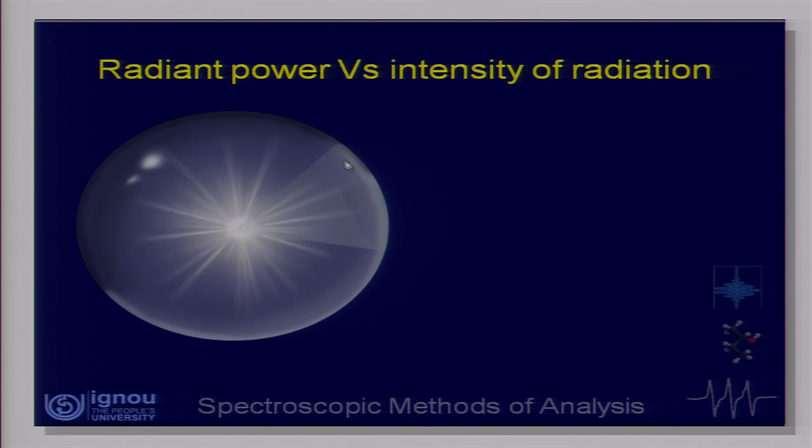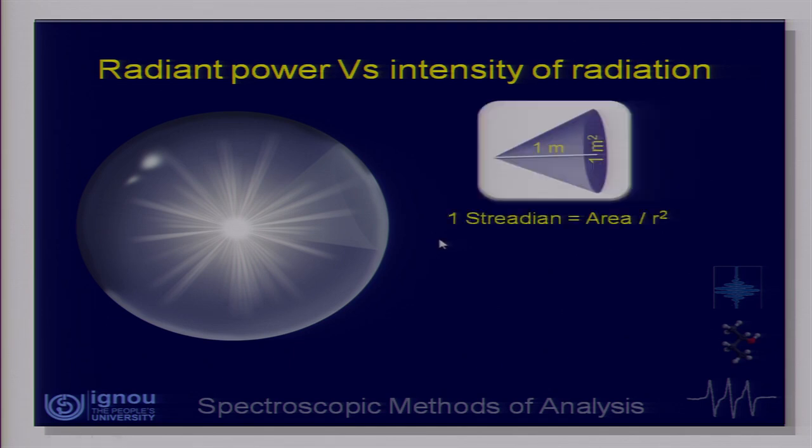That is intensity. What is coming from the surface as a whole is the radiant power, and the radiant power per unit solid angle happens to be the intensity. Let us understand what this solid angle is.